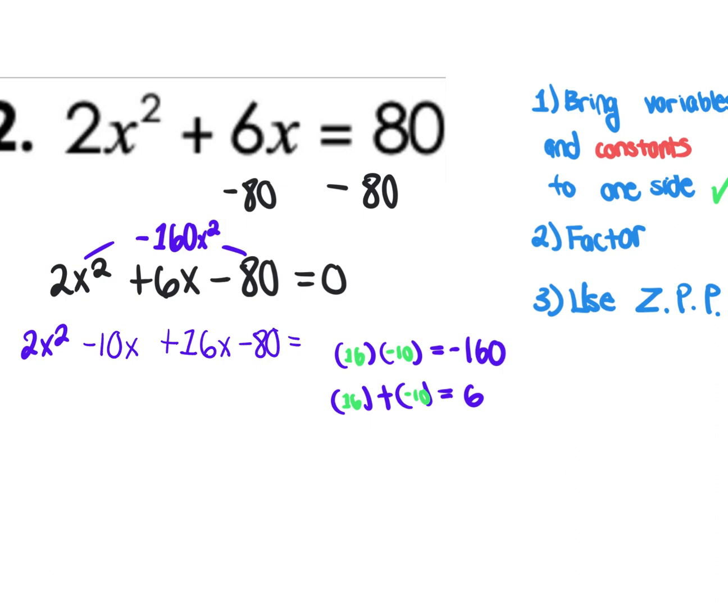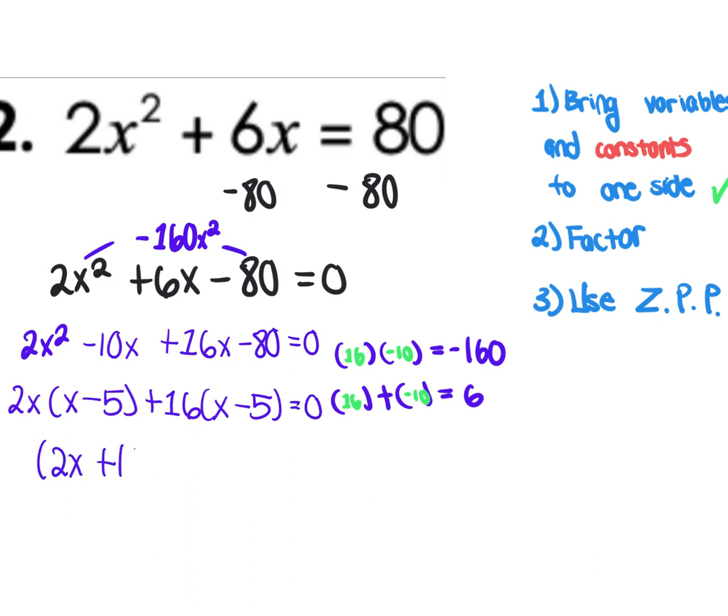minus 80 equals 0. Then we're going to factor out a 2x here. We're going to have x minus 5 plus 16 times x minus 5 equals 0. So then you have 2x plus 16 times x minus 5 equals 0. What I like about factoring and solving is that you actually don't need to worry about writing equals, because you always just have it set equal to 0, so you just keep rewriting that.